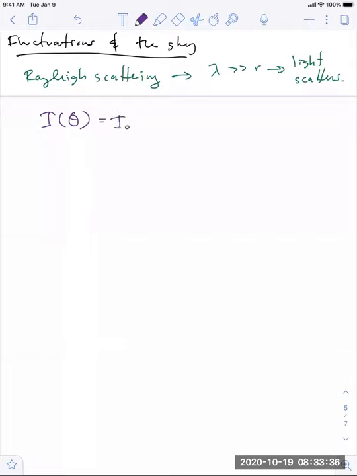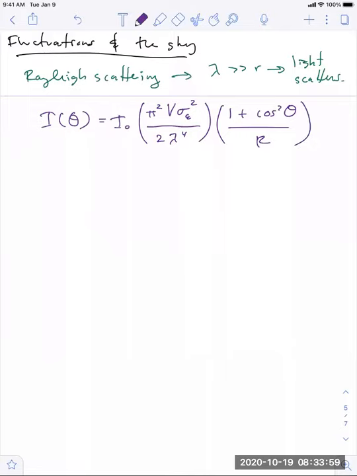be equal to the incident intensity times this term, pi squared, times the volume of atmosphere it's going through, times the fluctuations in the dielectric constant, divided by 2 times the wavelength of light to the 4th, and then times some term that accounts for us being incident on a sphere. So the important point here is that the intensity of scattered light is going to be proportional to the fluctuations in the dielectric constant.